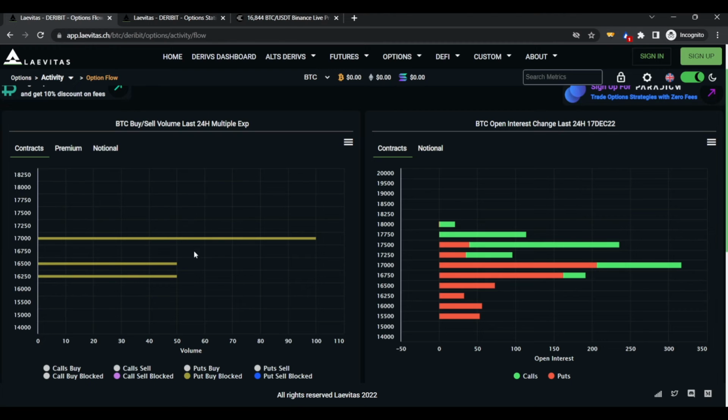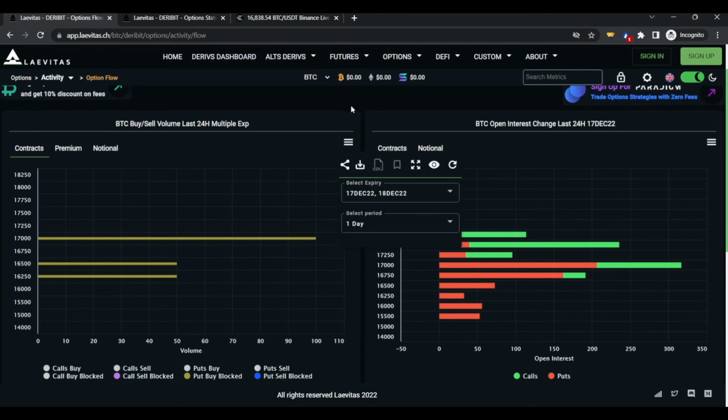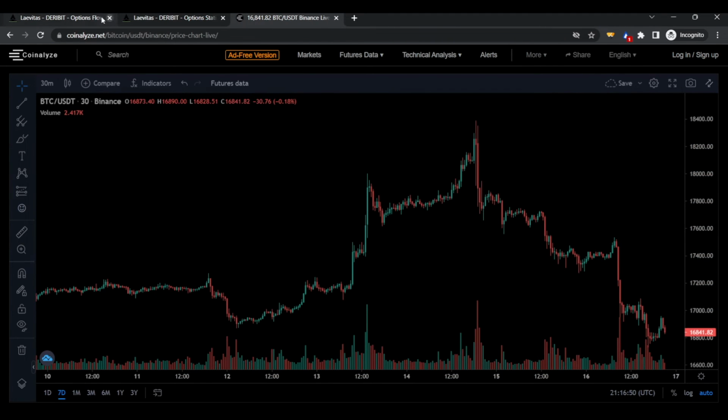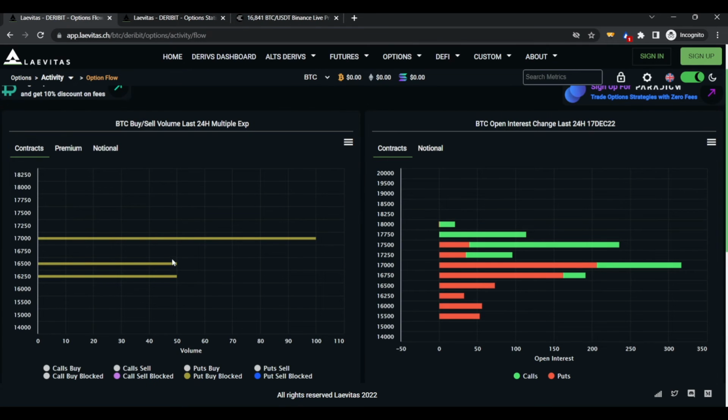Do you guys know what this means? What this basically means is that the only large trades that any smart option traders have been taking has been buying puts in the last 24 hours. And look what price has done. Price has fallen exactly to where they had thought.